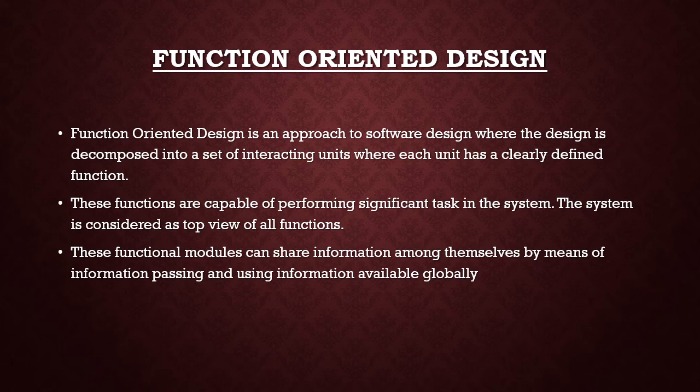That means in function-oriented design, we decompose the entire system into small units, or you can say small modules, and each module has a clearly defined function and performs its intended function. So the system is designed from a functional viewpoint. And when these functional modules want to share information, they can share it by passing information or by passing parameters which are shared globally as well as local variables.